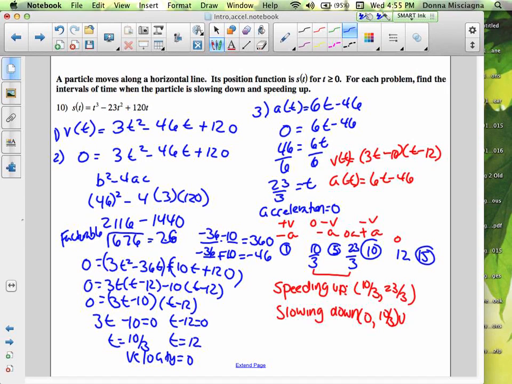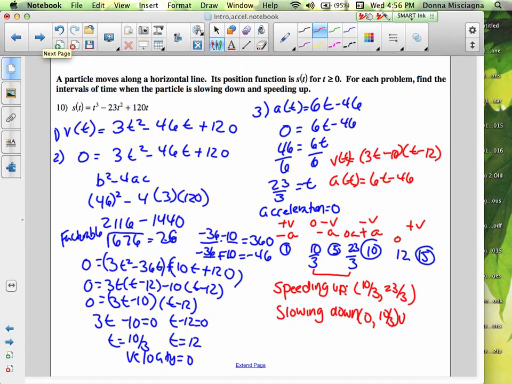I forgot to find the other interval. So you want to find one before and after each of these critical points. Right? So the critical points were the zeros, the 10 thirds, the 23 thirds, and the 12. So we need points on either side of those. All right, so if I plug in 15, I have 45 minus 10 positive, and 15 minus 12 positive. So velocity is positive. And acceleration is also positive.